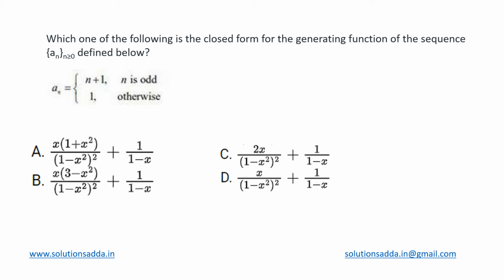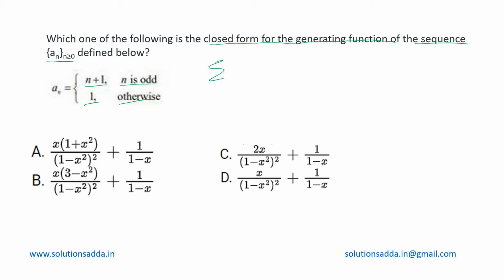An engineering mathematics question: we have to find the closed form of the generating function for the sequence a_n, for n greater than or equal to 0, given as n plus 1 when n is odd and 1 for the even values of n. So basically, for this sequence we need to find the generating function. And how do we do that?